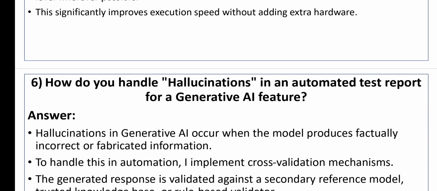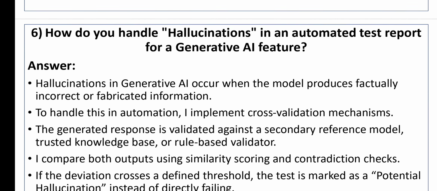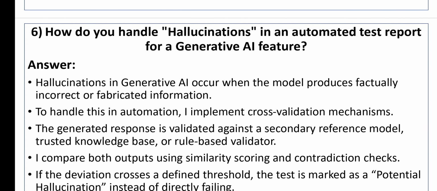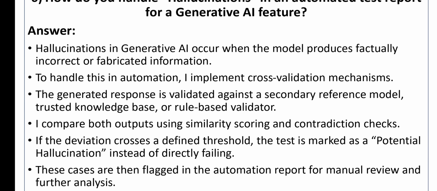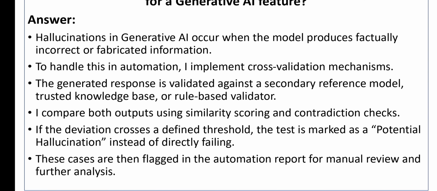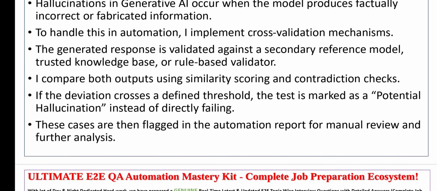The next question goes like, how do you handle hallucinations in an automated test report for a generative AI feature? You can tell the interviewer by defining what a hallucination is and how you will handle the situation in automation. I have given the answer clearly, you can mention that.